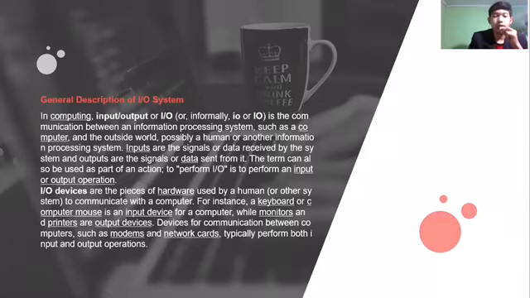I/O devices are the pieces of hardware used by humans or other systems to communicate with a computer. For instance, a keyboard or computer mouse is an input device for a computer, while monitors and printers are output devices. Devices for communication between computers, such as modems and network cards, typically perform both input and output operations.